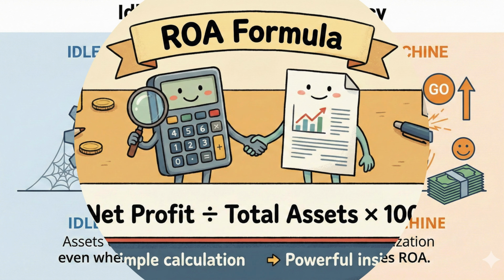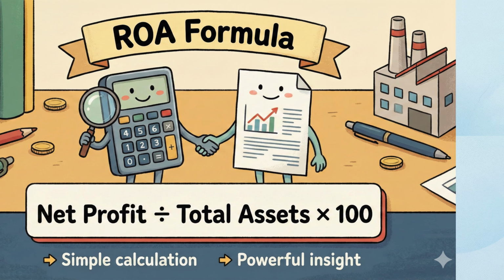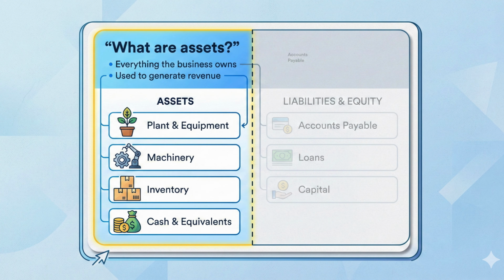The formula for ROA is net profit divided by total assets multiplied by 100. Assets include everything the company owns: plants, machinery, inventory, and cash.